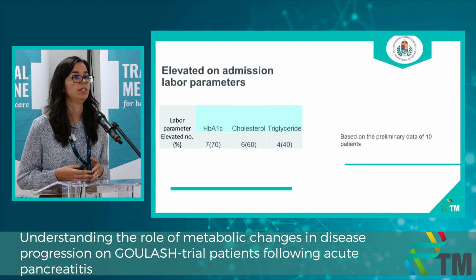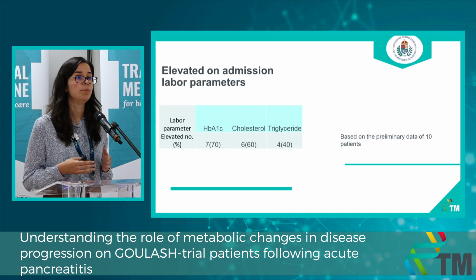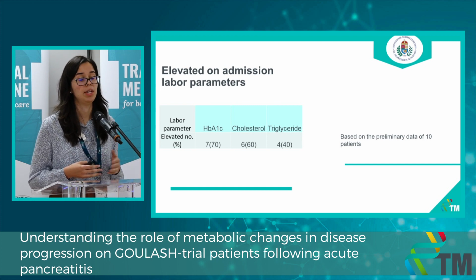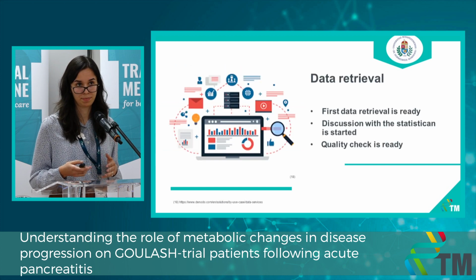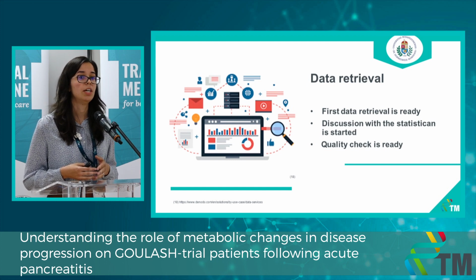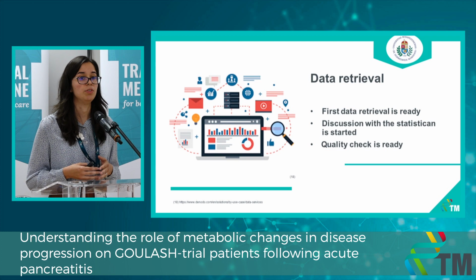I would like to highlight here that the on-admission lab parameters, based on the preliminary data, could be high. For example, the hemoglobin A1C is elevated in 70% of the patients, and the cholesterol is elevated in 60% of the patients. Here you can see our progress. Currently, we are ready with the first data retrieval and also with the quality check, and we are in constant consultation with our statisticians.